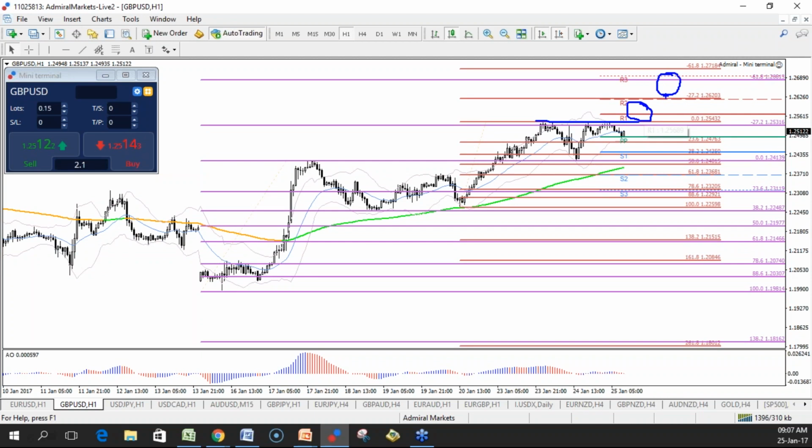So no fib trades in the near future, at least for this pound USD, because price has respected the fibs three times in a row. One was the 38 here, the second was the deep fib here, and the third was the 38 again here. At this moment, it's breakout territory.